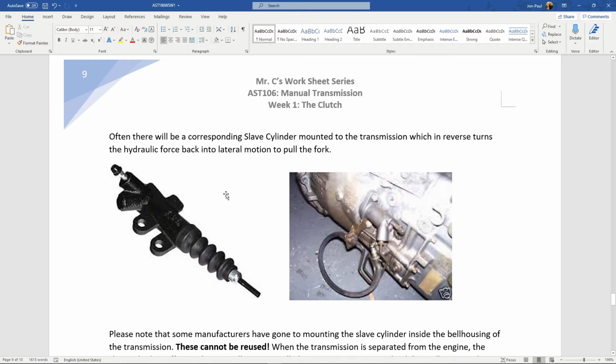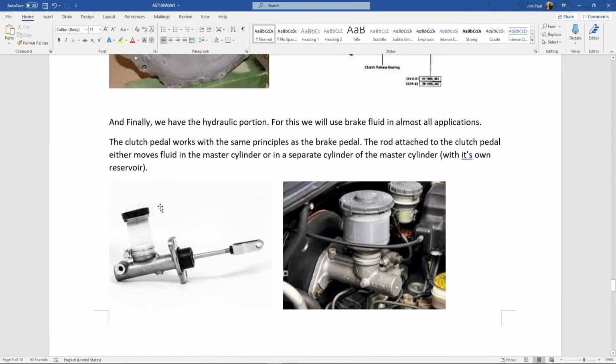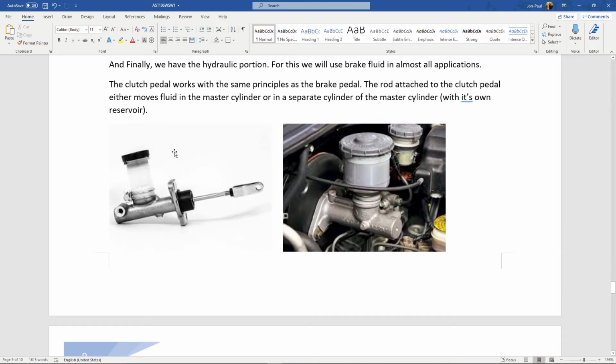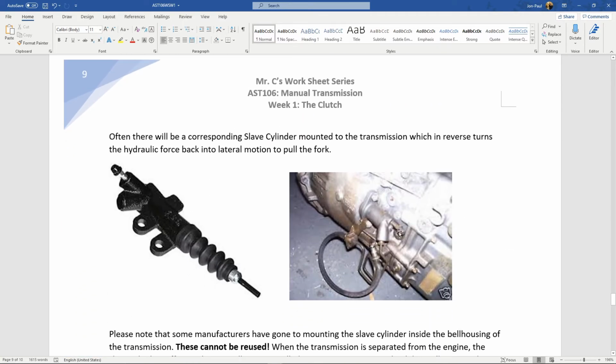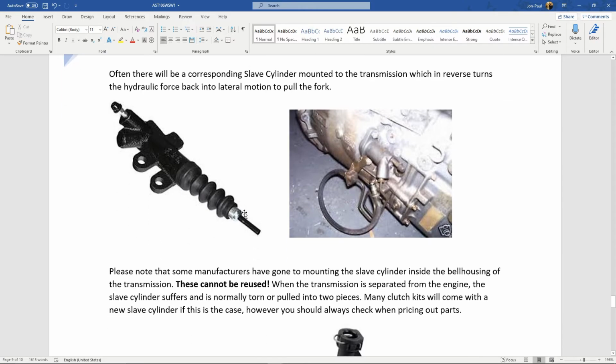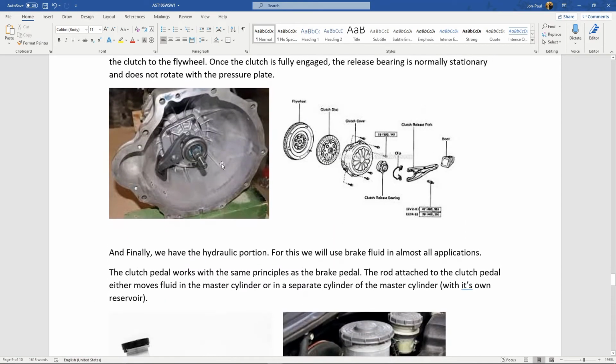Absolutely. So here's a picture of a slave cylinder. This is super complicated. You ready? Master cylinder on the firewall. Slave cylinder mounted to the transmission. Hydraulic line goes in, and the other end of it is going to push... who knows what it's going to push? This end of the clutch fork. Now that we're breaking it into small chunks, it's really pretty simple.